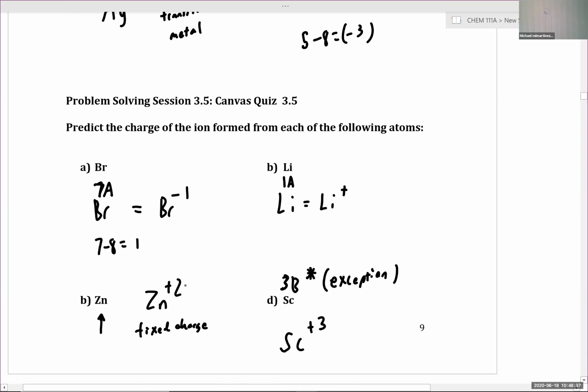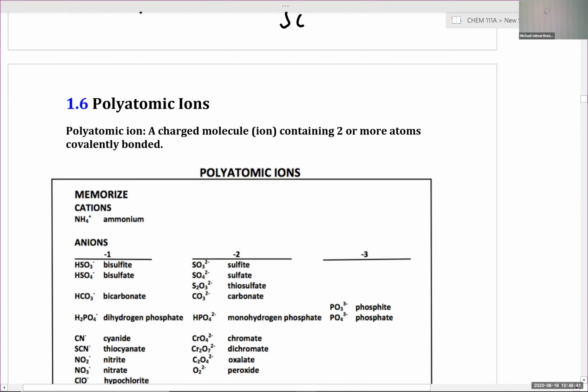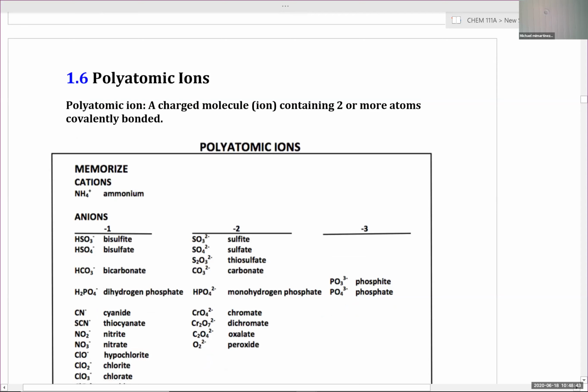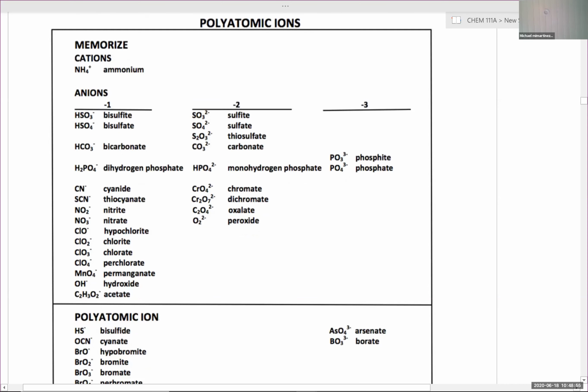If not, we'll continue on and talk next about polyatomic ions. So a polyatomic ion is a charged molecule, an ion, containing 2 or more atoms covalently bonded. So here is a list of polyatomic ions that you're responsible for and can be tested on. And you should be familiar with all of these polyatomic ions in this list.